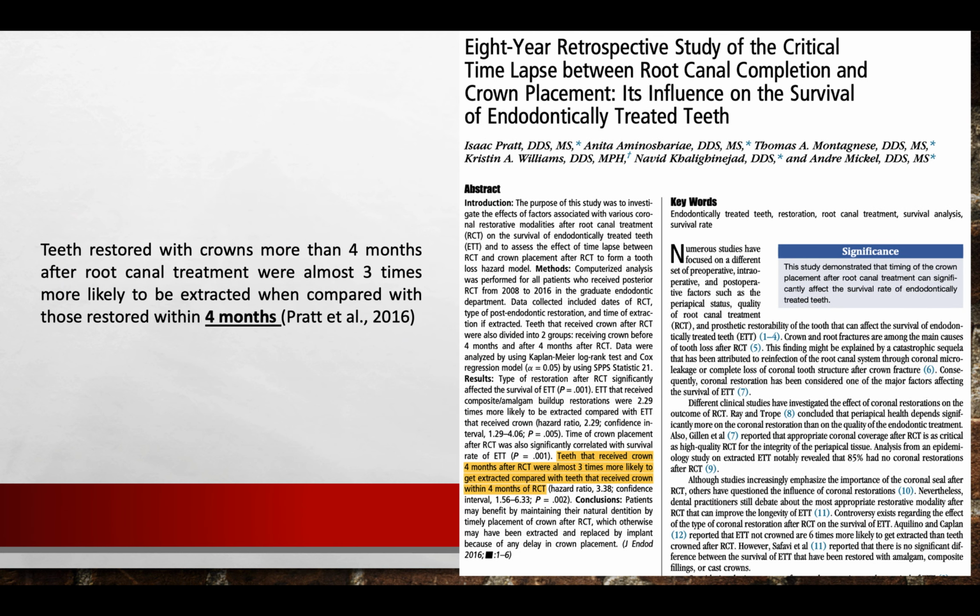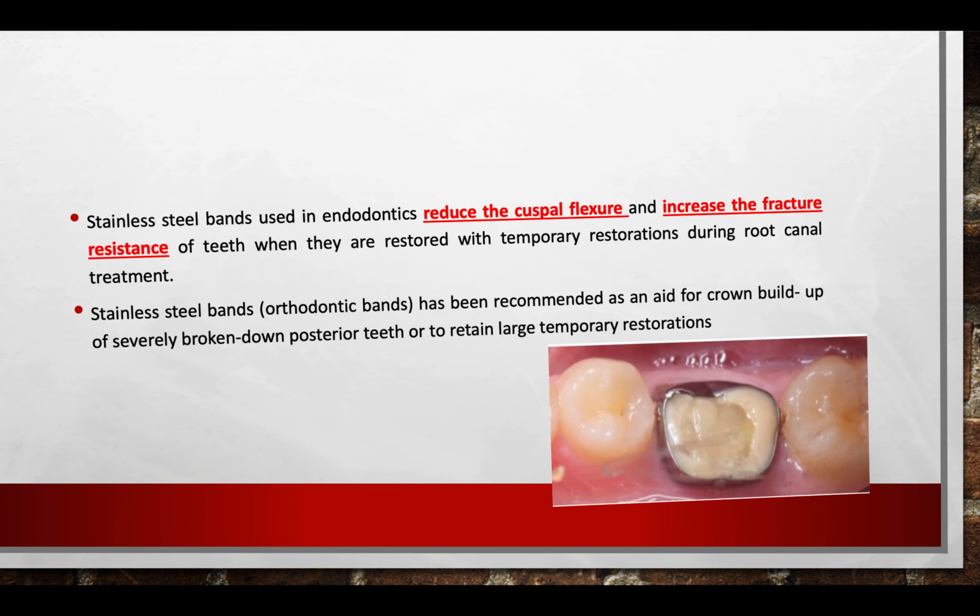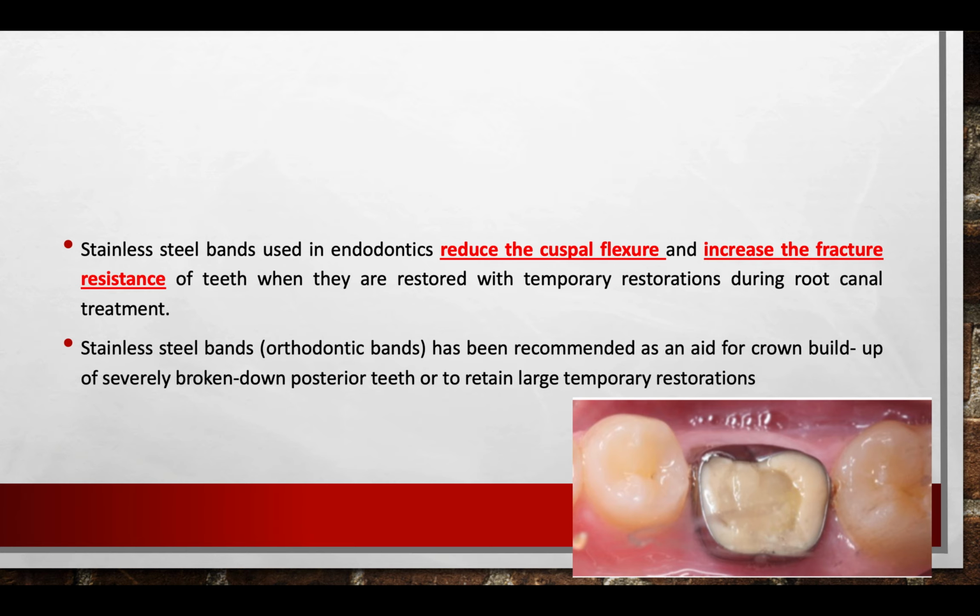This study, it's a retrospective study that investigated the influence of the time lapse between root canal treatment and the coronal restoration placement, and they found that the best time is within 4 months. If you leave the tooth without cuspal coverage for 4 months or more, then this will increase the chance of the tooth being extracted by 3 times. So the restoration should be placed as soon as the root canal treatment is completed.